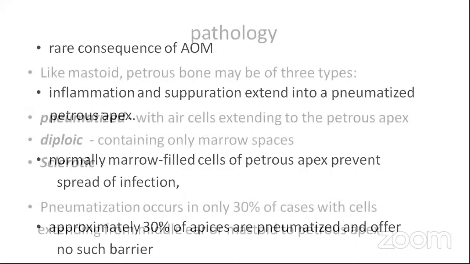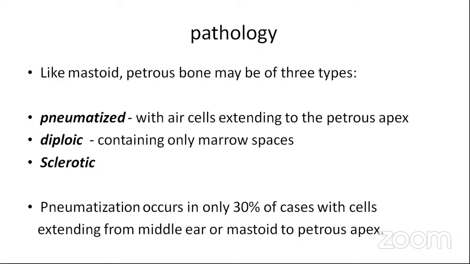So, like the mastoid, the petrous bone may be of three types: it can be pneumatized, diploid, or sclerotic. Pneumatization occurs in only 30% of cases, with cells extending from the middle ear or the mastoid to the petrous apex.